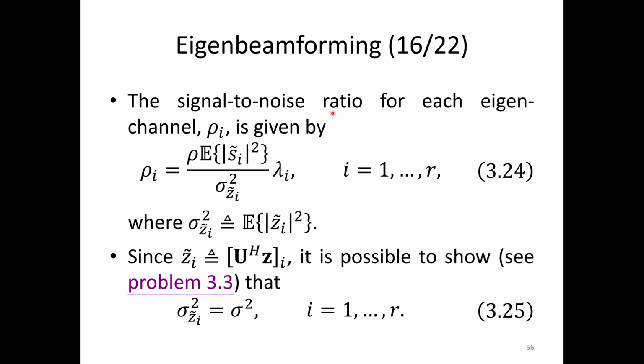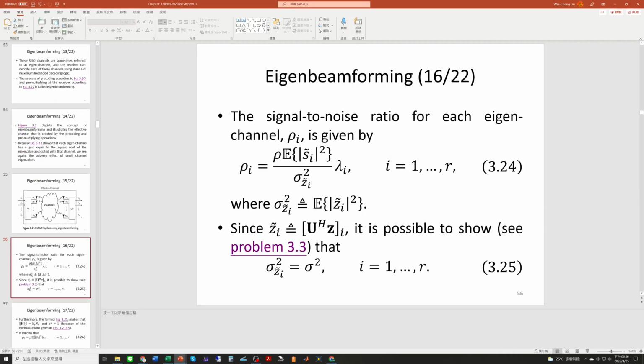Okay, the signal to noise ratio for each eigenchannel rho I is given by rho I is equal to rho times the expectation of the square of the absolute value of S tilde I times lambda I over sigma Z tilde I square, where I is equal to 1 to R, where sigma Z tilde I square is defined as the expectation of the square of the absolute value of Z tilde I. Okay, how do we get this equation? Please see the handout.